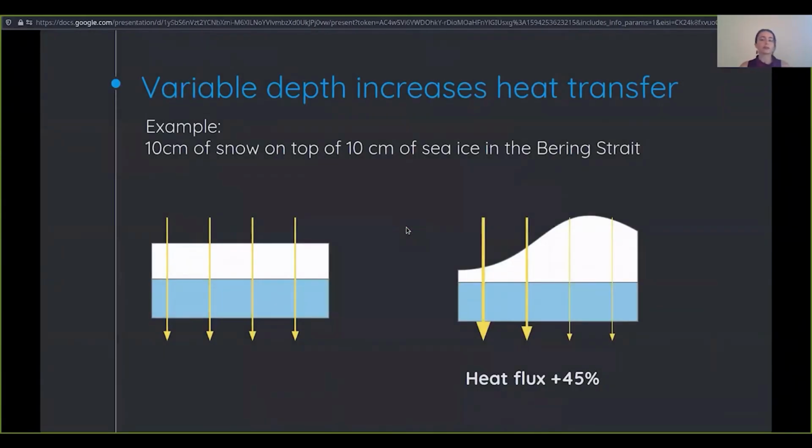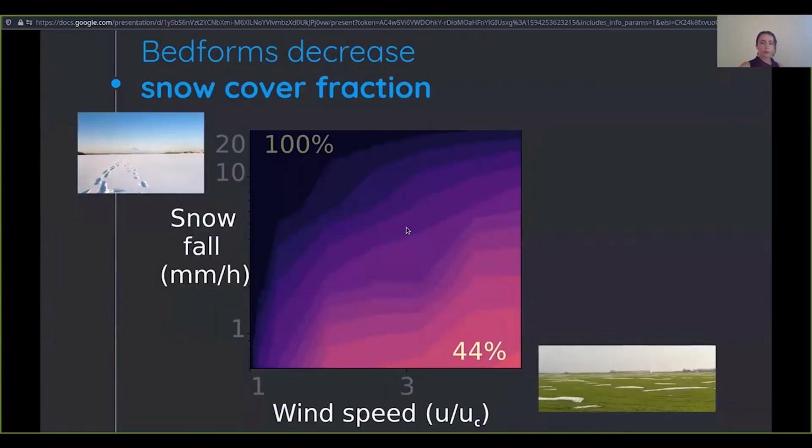What this means in practice, let's say we take an example. Ice that's 10 centimeters thick with another 10 centimeters of snow on top. Stick it in the Bering Strait off of Alaska because it's a nice convenient place to work. What this standard deviation would mean is that the thin spots in the snow are thin enough to increase the total heat flux going through the ice by up to 45%. That's pretty significant. We get a similar effect with snow cover.